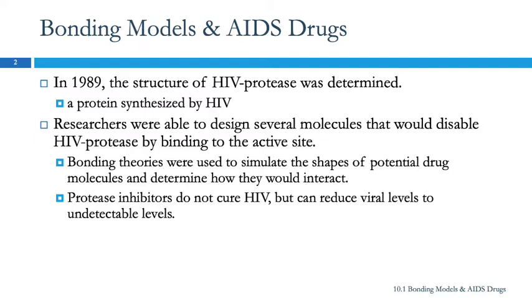AIDS was a huge problem, and they finally determined the structure of HIV protease, which is a protein synthesized by HIV. And by knowing the structure of that protein, researchers were able to design several different molecules that would disable that protease, which is an enzyme, by binding to the active site. And to do this, they used bonding theories to simulate the shapes of the potential drug molecules and determine how they would interact with the active site on that enzyme.